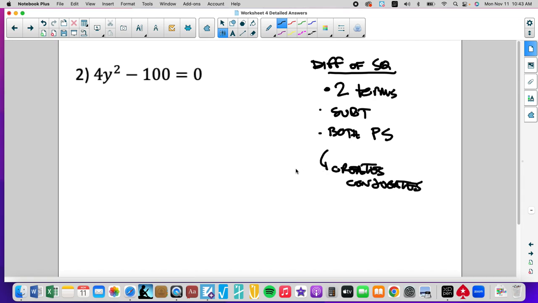Conjugates. Let's get that arrow. So we take, that's going to produce this, and the square root is going to be 2y. 2y is going to be your first. The square root is going to be 10. And then conjugates are one's positive, one's negative.